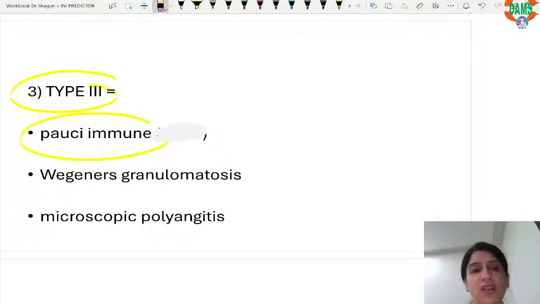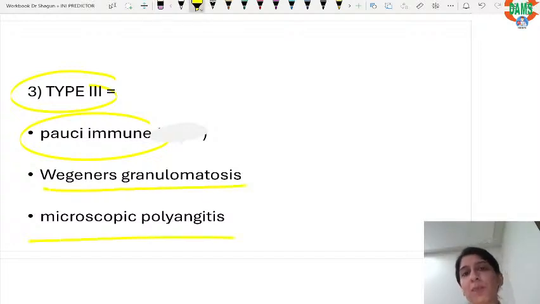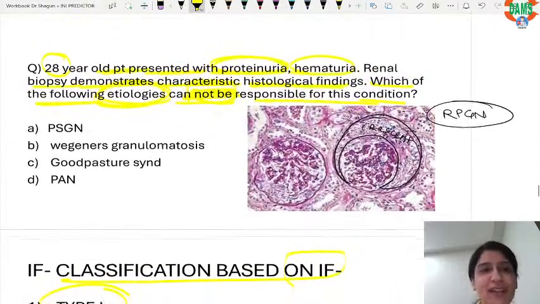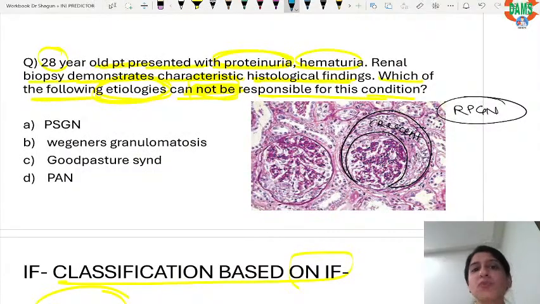Who are going to come here? Granulomatosis with polyangiitis and microscopic polyangiitis. Now you know the 3 types of RPGN and you saw who all are going to come under all these types. Now go and look back at the question and see. We are being asked which cannot be responsible for this condition, and the condition is RPGN.